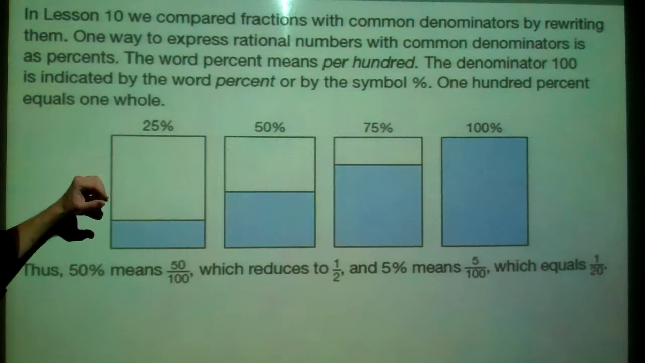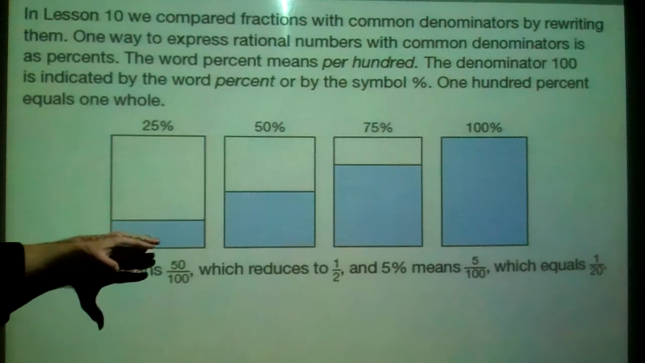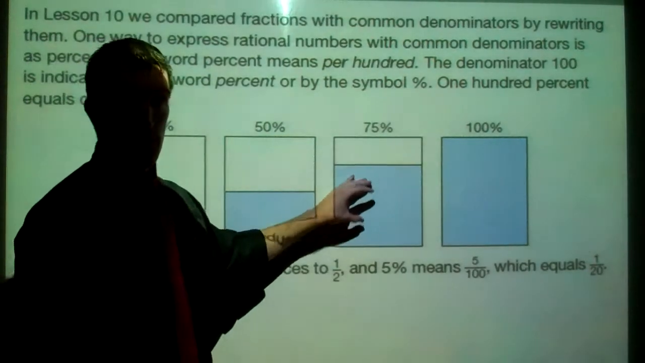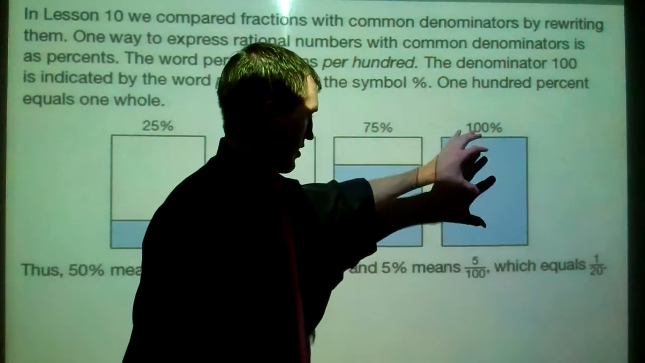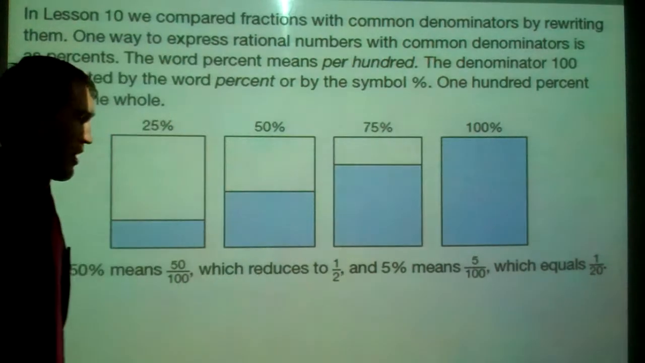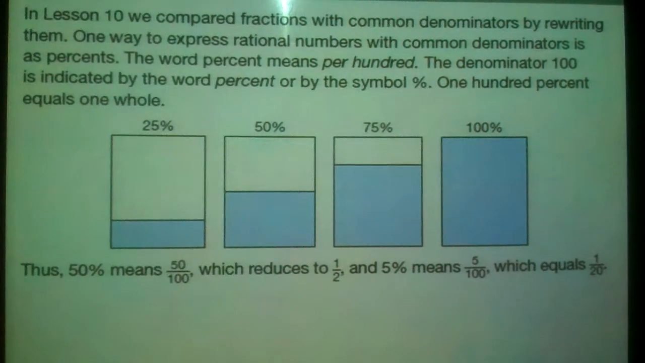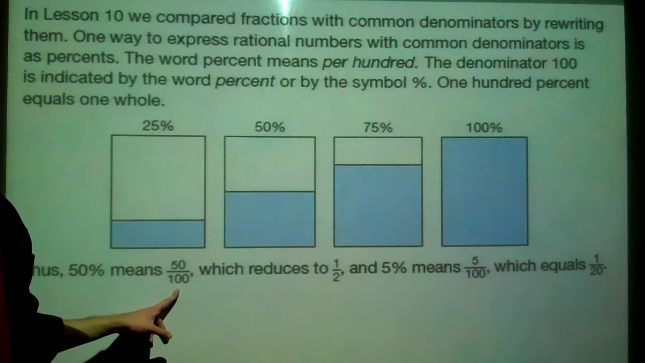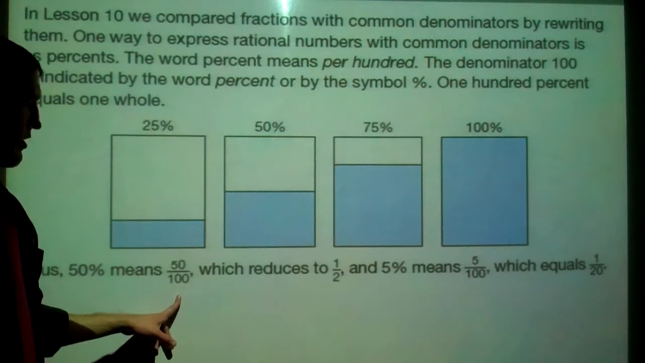This also shows us what each one is as a fraction. This is 1/4 of our rectangle. This is 1/2 of our rectangle, 3/4 of our rectangle. And this is 1, or 1 out of 1. So if we look at this quick, 50% means 50 out of 100. Percents are always out of 100, and we're going to get into that in a second.